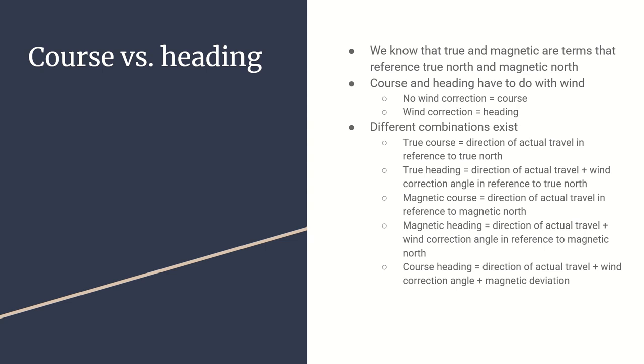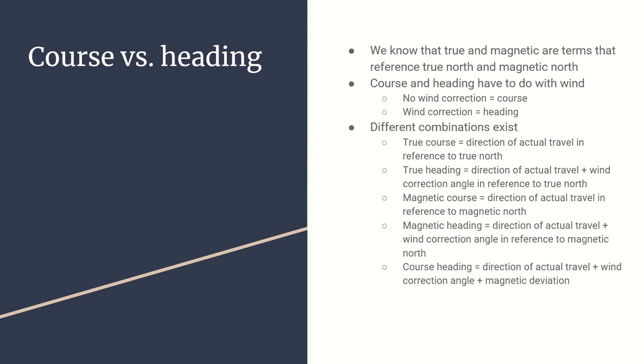Okay, so we have different combinations of these things. If I say true course, that means in reference to true north, without wind correction. So that's the direction we're actually traveling in reference to true north. If I say true heading, which you don't really hear of, what that means is the direction we are facing, so wind correction angle, in reference to true north. We haven't factored in that variation yet because it's still true, but we have factored in the wind correction because we have a heading rather than a course.